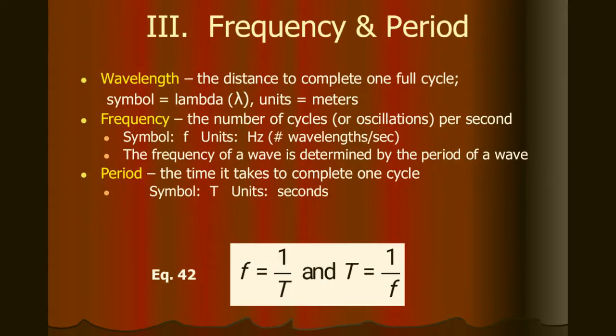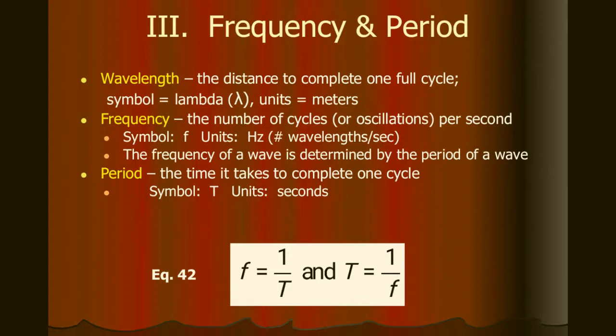Frequency and period. Now, we've talked about frequency and period both before, and we're going to get back into it for waves. Starting with wavelength, it is the distance to complete one full cycle. The symbol for wavelength is that upside down Y, called lambda, with the units being in meters because you're dealing with lengths. Frequency is the number of cycles or oscillations per second. The variable is a lowercase f with the units of hertz. Another alternative unit is also the wave number, or wavelengths per second.